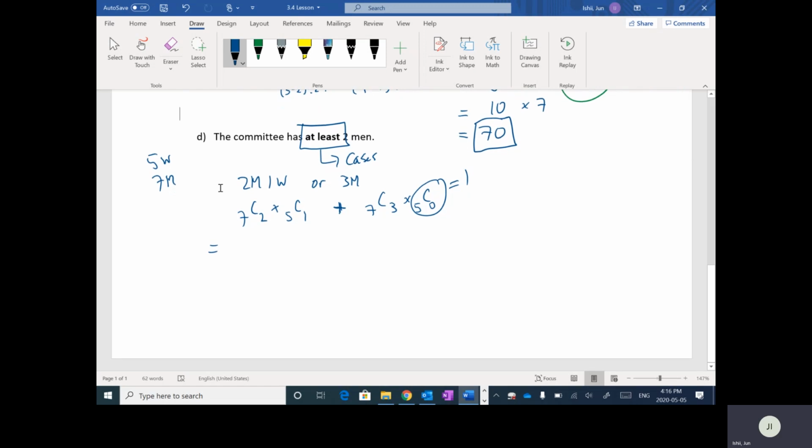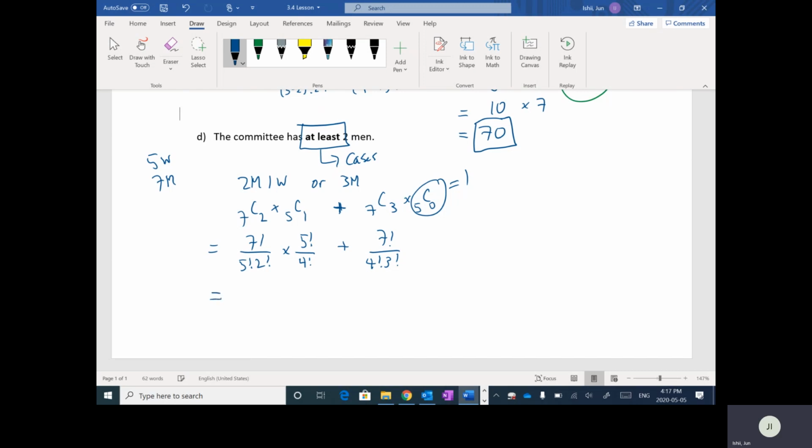All right, so 7 choose 2 is 7 factorial over 7 minus 2 factorial, so 5 factorial, 2 factorial, multiplied by 5 choose 1, which is 5 factorial over 4 factorial, plus, all right, 7 choose 3 is 7 factorial over 7 minus 3, which is 4. So 4 factorial, 3 factorial, and times 1. All right, so I'm just going to leave that there.